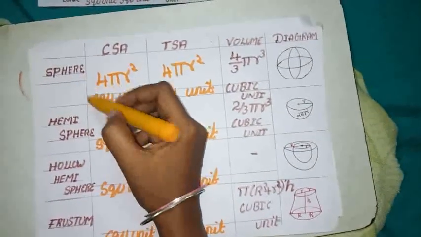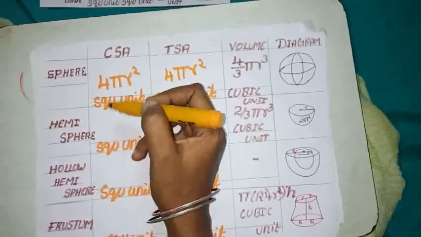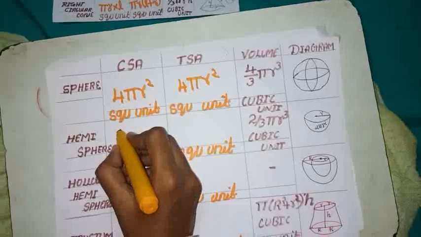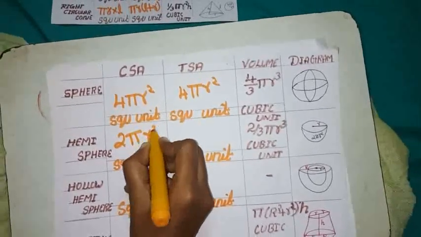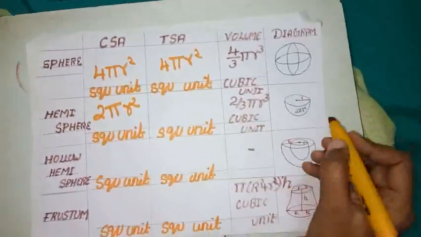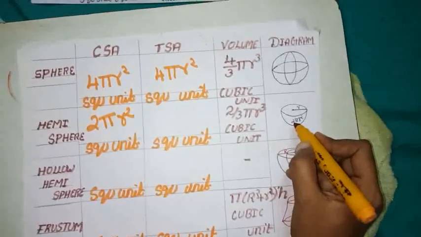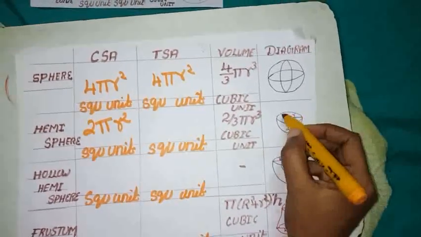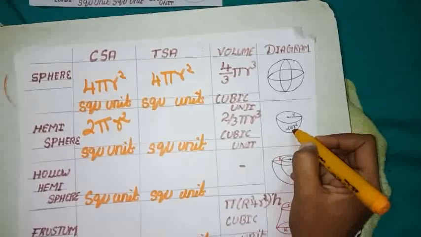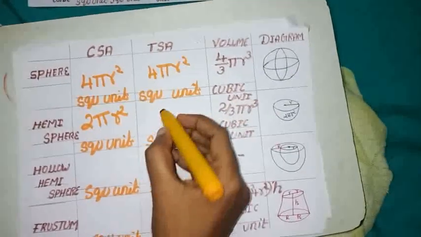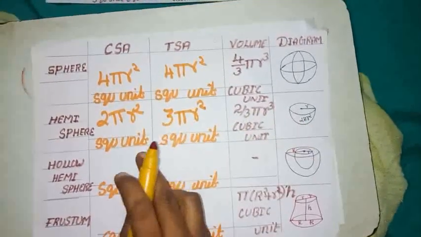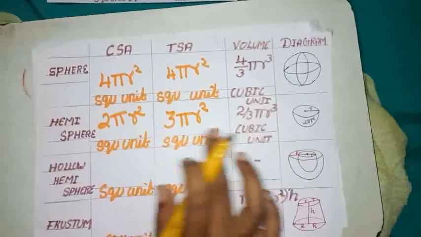Hemisphere. Half of the sphere is hemisphere. Half of the sphere means here 4 pi r square, half is 2 pi r square into square unit. So the total surface area alone is going to change. This base alone is 2 pi r square. What about this circle? Area of the circle is pi r square. So 2 pi r square plus pi r square is 3 pi r square. Next, the unit, square unit as it is, we should write.